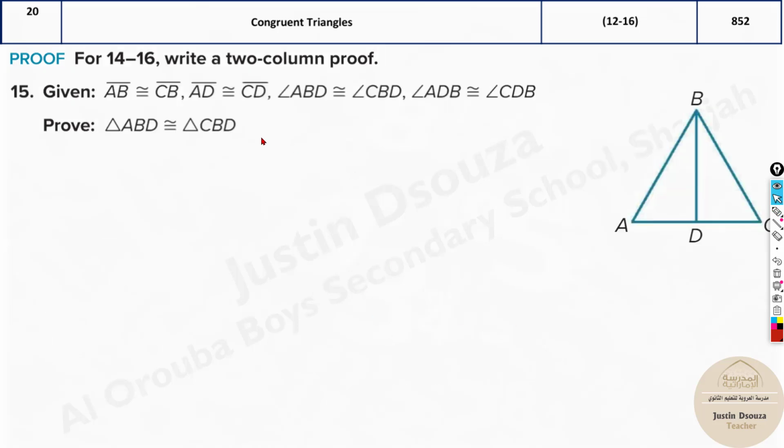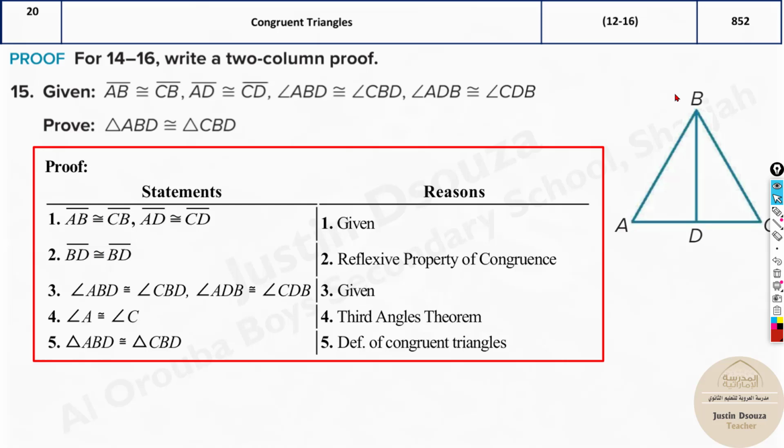Same thing over here. All the sides, see, two sides are given. BD is the reflexive property. What about the angles? They have clearly mentioned the two angles. ABD and CBD are equal. ADB and CDB are equal. So the third angle property theorem says that all the three angles must be equal, and all the three sides, including BD, because of the reflexive property, they're all equal. See over here, the detailed answers are given.